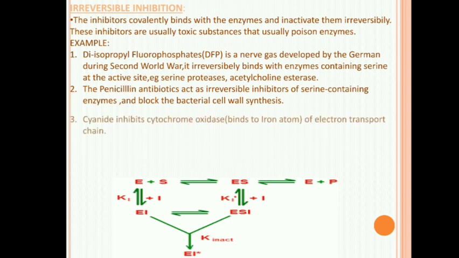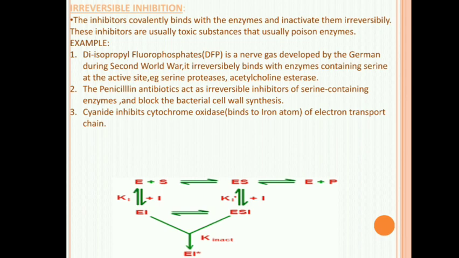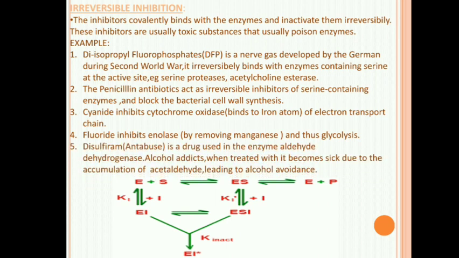Now the third example is cyanide. We all know that it is a very strong poison, which inhibits cytochrome oxidase by binding to the iron atoms of the electron transport chain. So yeah, this is how it kills people. Now fluoride inhibits enolase by removing the manganese and thus inhibits glycolysis, since we know that the enzymes that are part of glycolysis require manganese for their activation.